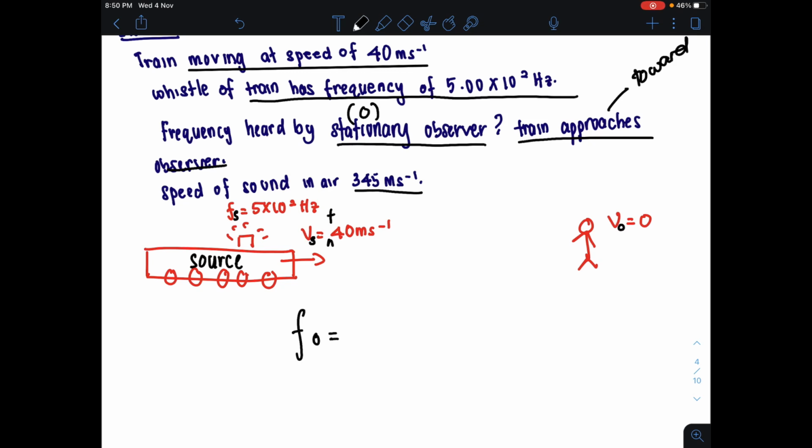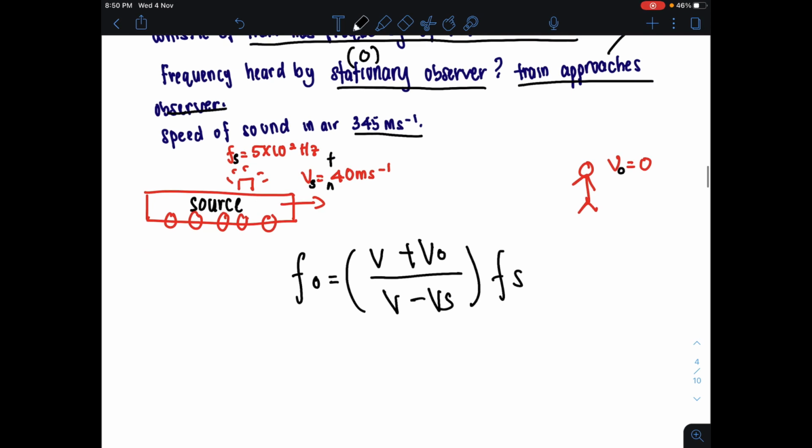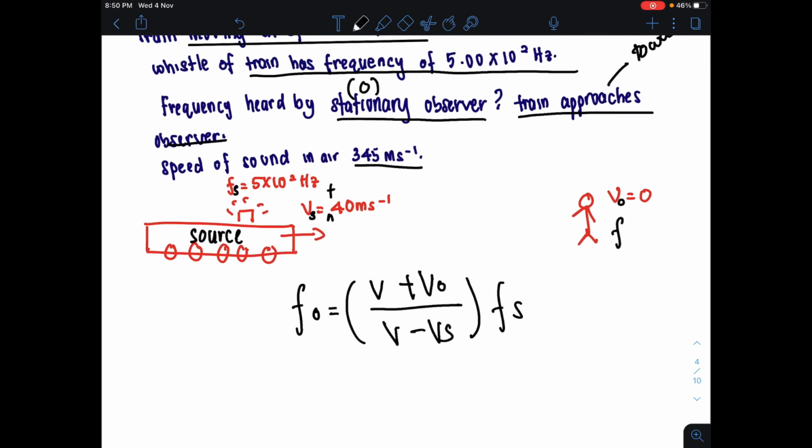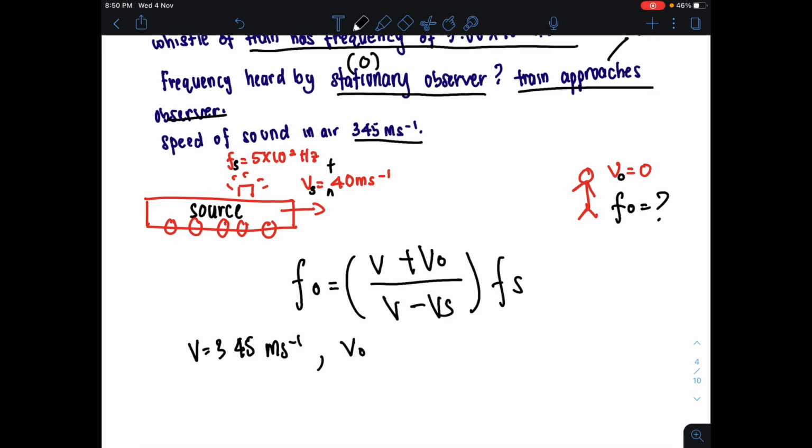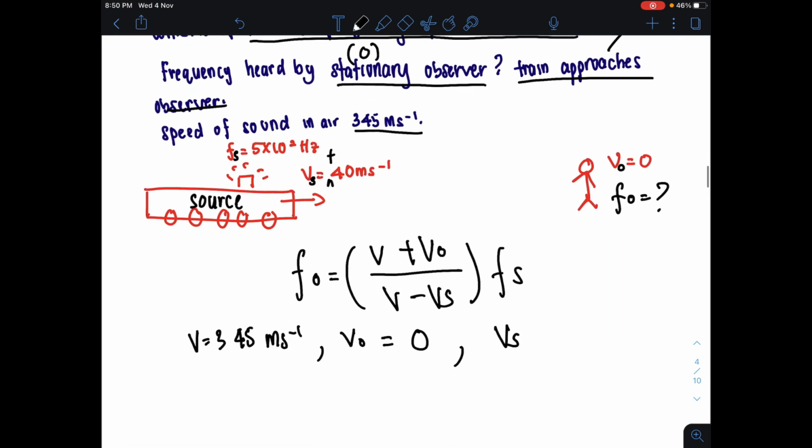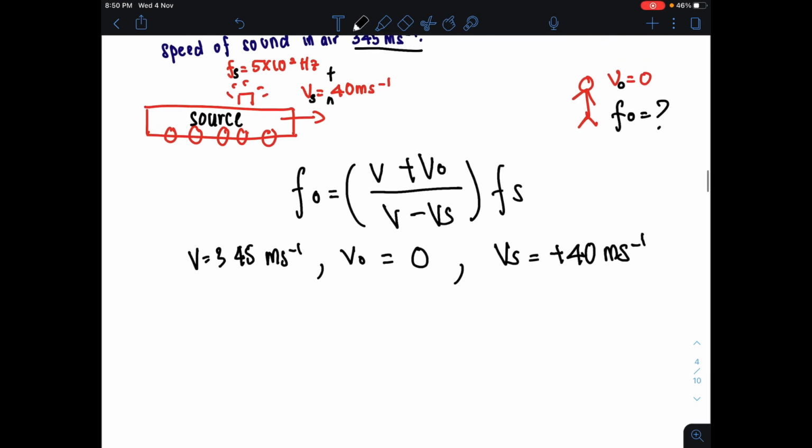So, the general equation F0 is equals to V plus V0 divided by V minus Vs darab dengan Fs. Ini general equation kita. So, soalan suruh tanya apa frekuensi heard by the observer. So, kita nak cari F0 sekarang. Okay, V dalam soalan dia dah bagi tahu 345 ms negatif 1. V0, observer is stationary, kosong. Vs, kita punya train. Train is moving towards, approaches the observer. So, dia tengah bergerak menuju ke arah. So, positive 40 ms negatif 1.